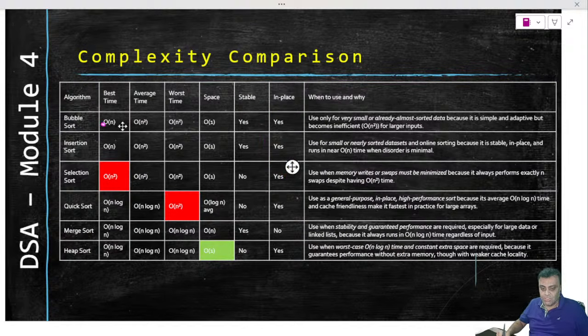So if you see, bubble sort is rarely used. It is for very small or already almost sorted arrays. It is simple and adaptive. It is more educational in nature. People don't use it, right? And it is inefficient because of its order of n square. But then everybody is order of n square. So insertion sort is for small or nearly sorted data, online, because it is stable, in place, and runs in order of n when the disorder is minimal.